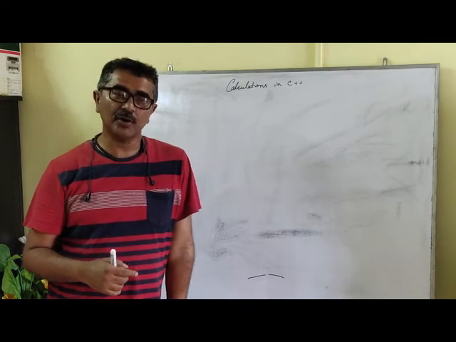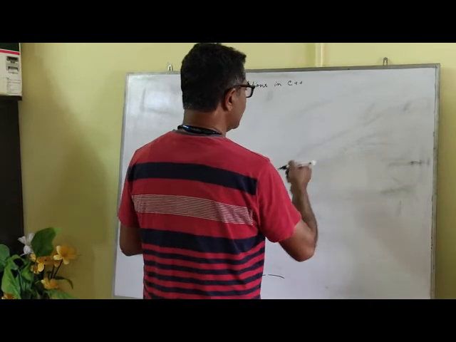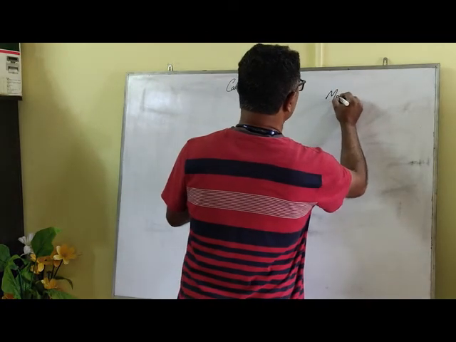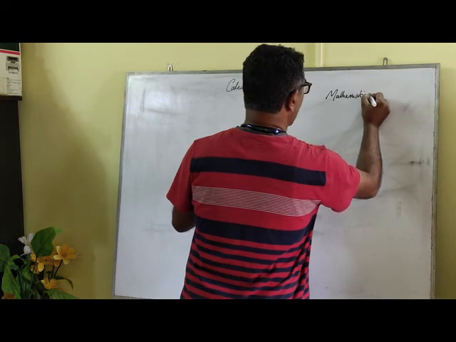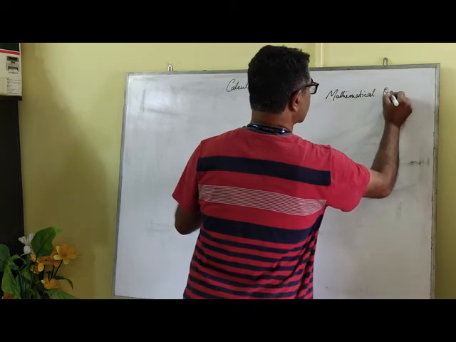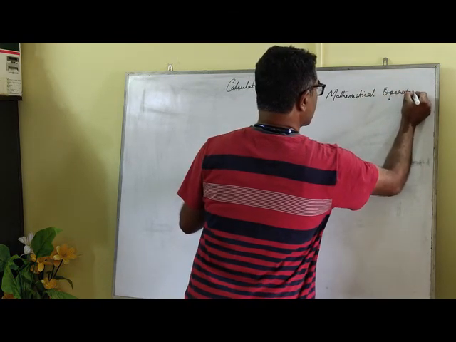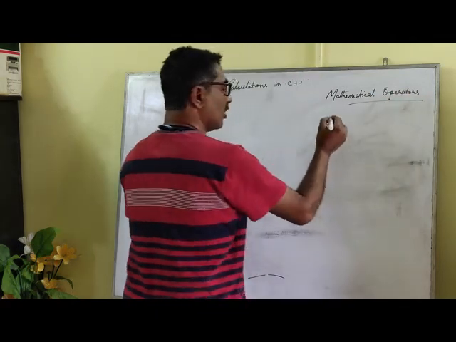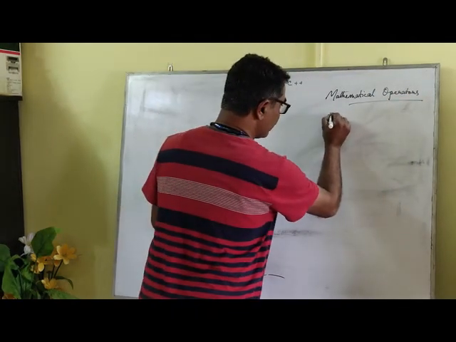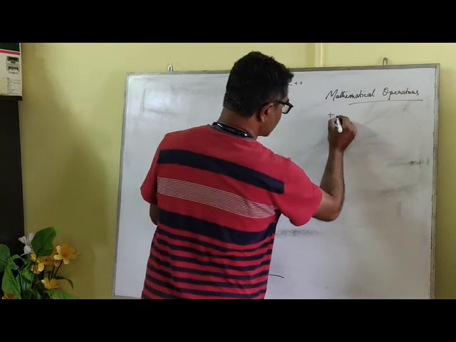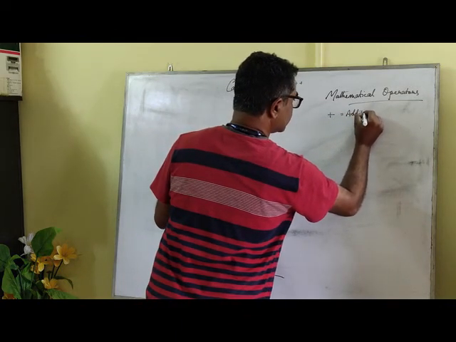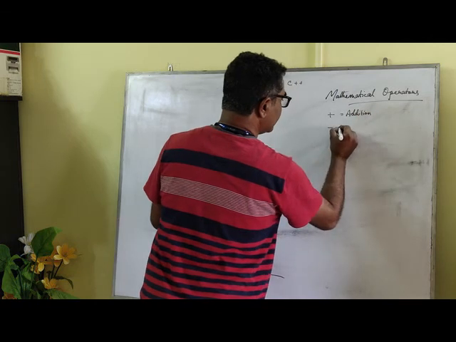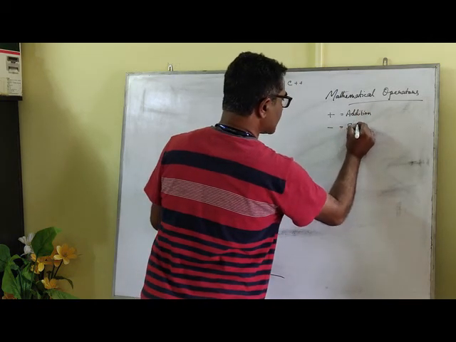So these are called operators. You need to understand that there are certain mathematical operators in C++. You should write this down in your copy, mathematical operators. So what are the different mathematical operators in C++? Plus for addition. Remember, this is for addition. And then we have this minus for subtraction.